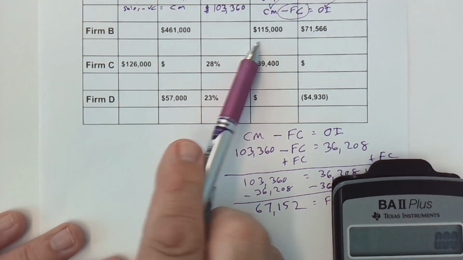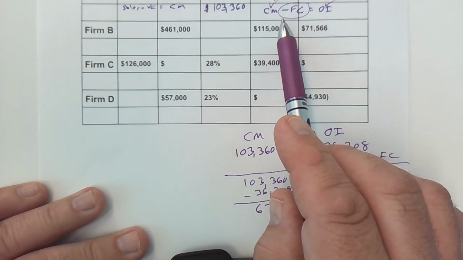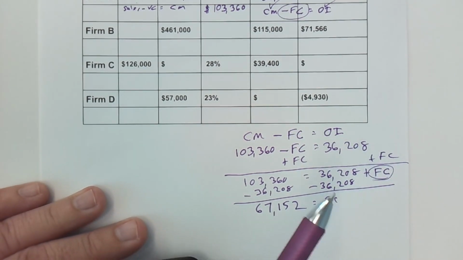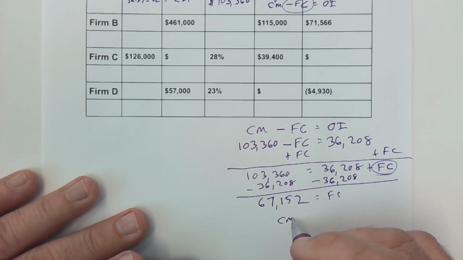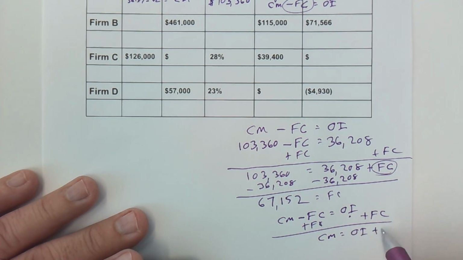Since we know the fixed costs and the operating income, as we saw here, if I've got contribution margin minus fixed costs is equal to the operating income, and I add fixed costs to both sides, then my contribution margin is equal to operating income plus fixed costs. That's just algebra.